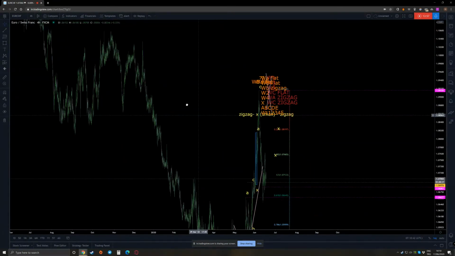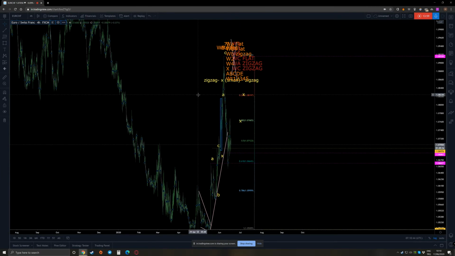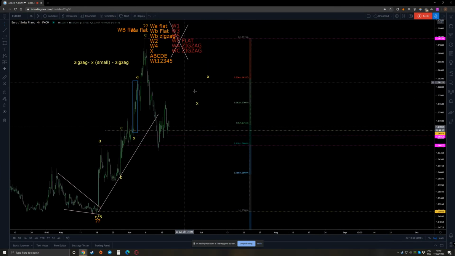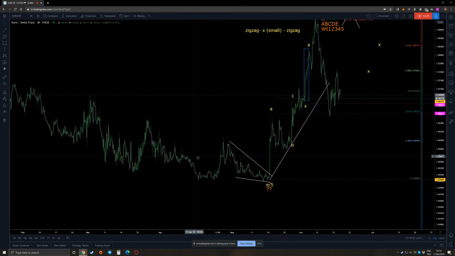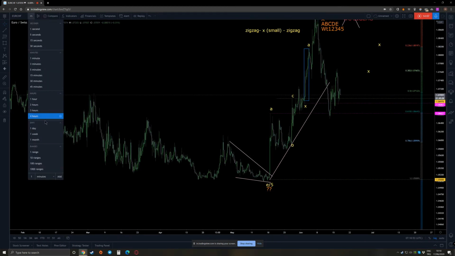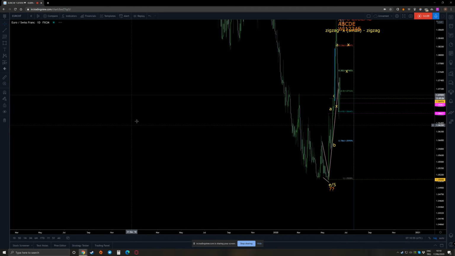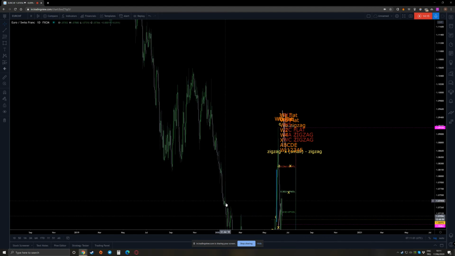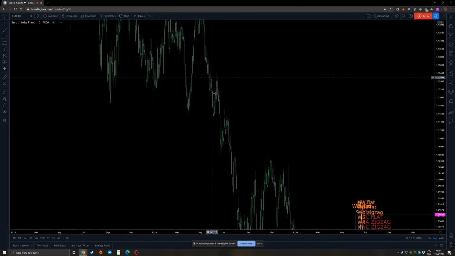Okay, so it cannot be a second wave. Actually, look, if you look closer, if you look at this move in, for example, one bigger degree, now you can see that this move cannot be a second wave. Why? Because if it's a wave 1 here, then what is this one?